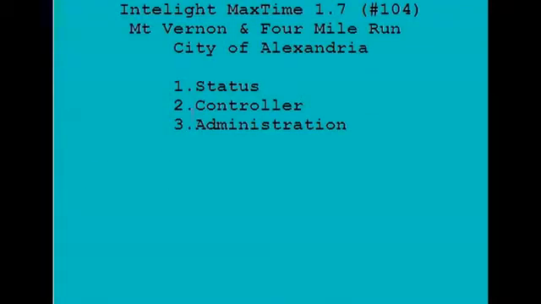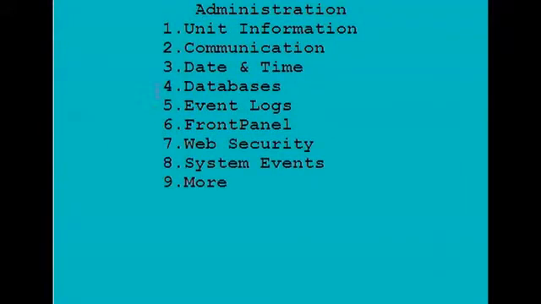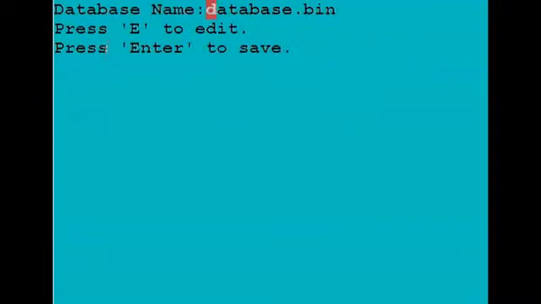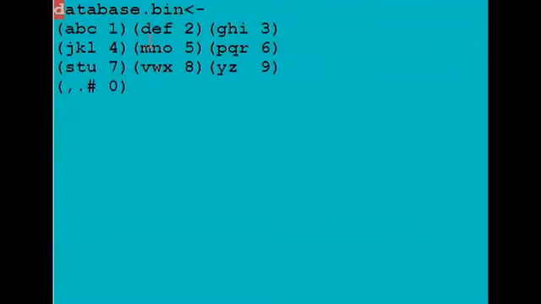The first real step I do is save the data to a database, a flat file. Take the running timings. I go to 3 for administration, 4 for databases, and 1 for save. Now I could just leave the default database.ben and hit the enter key, or I can change the name by hitting E to edit. I'm simply going to put my first name in, just to make it something different.